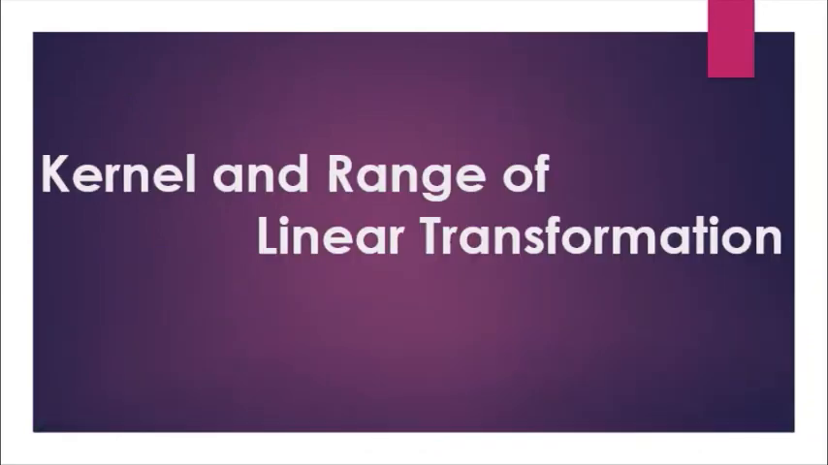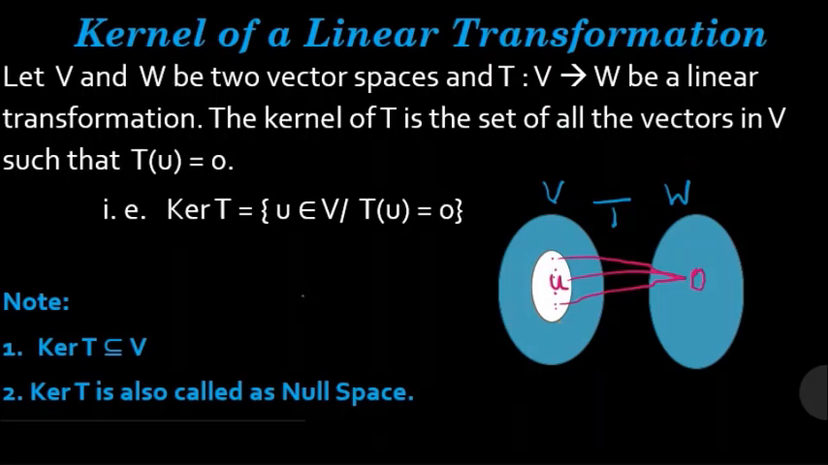In this lesson, I am going to explain about kernel and range of a linear transformation. First, let us start with kernel of a linear transformation. It is even called the null space of a linear transformation. Earlier you learnt about the null space of a matrix. So this kernel is also on par with the null space of a matrix, or here we'll say the null space of a linear transformation. Let us first look at the definition of kernel of a linear transformation.